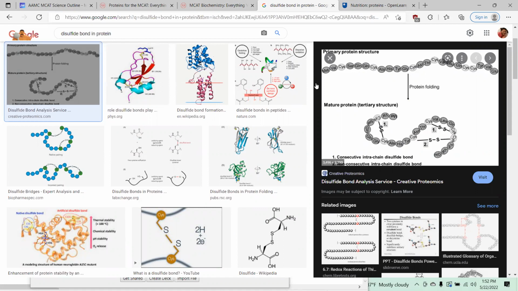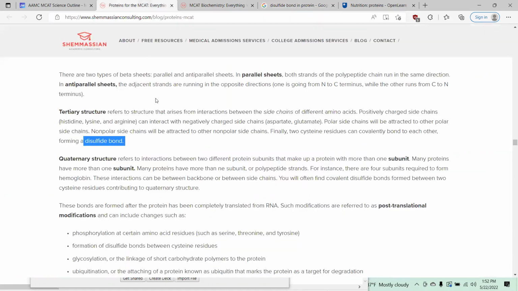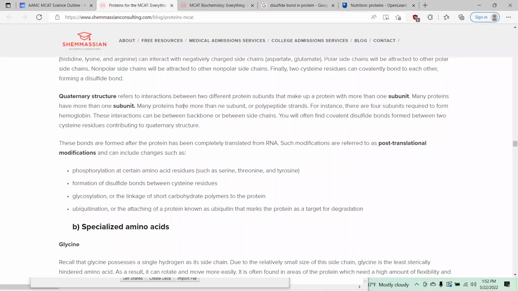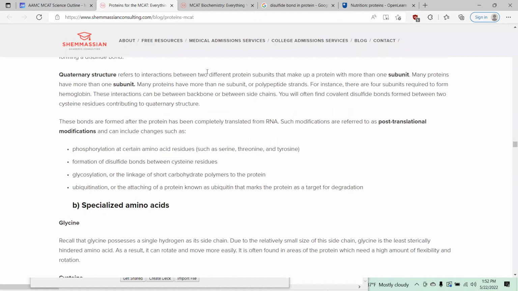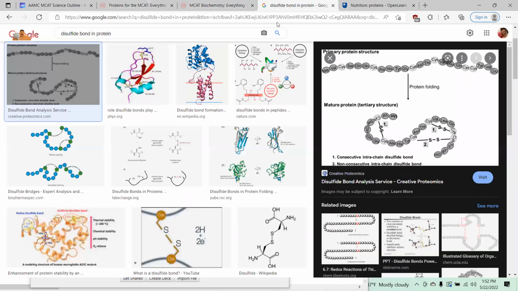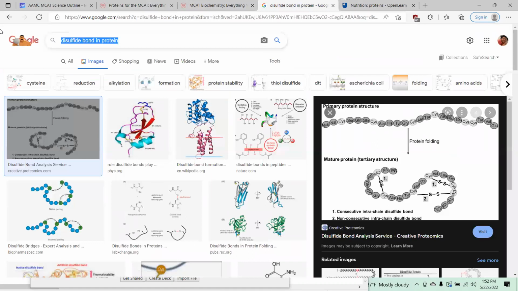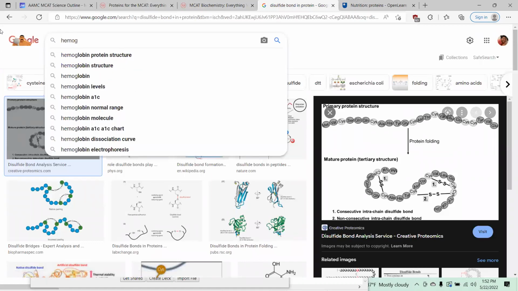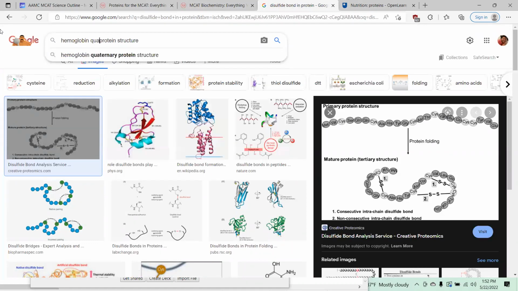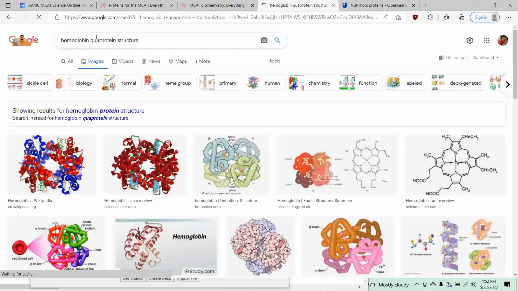covalent bond here. Okay, so now finally we have quaternary structure. Quaternary structure is when we have multiple protein chains that start interacting with each other. A very common one is hemoglobin, quaternary structure.